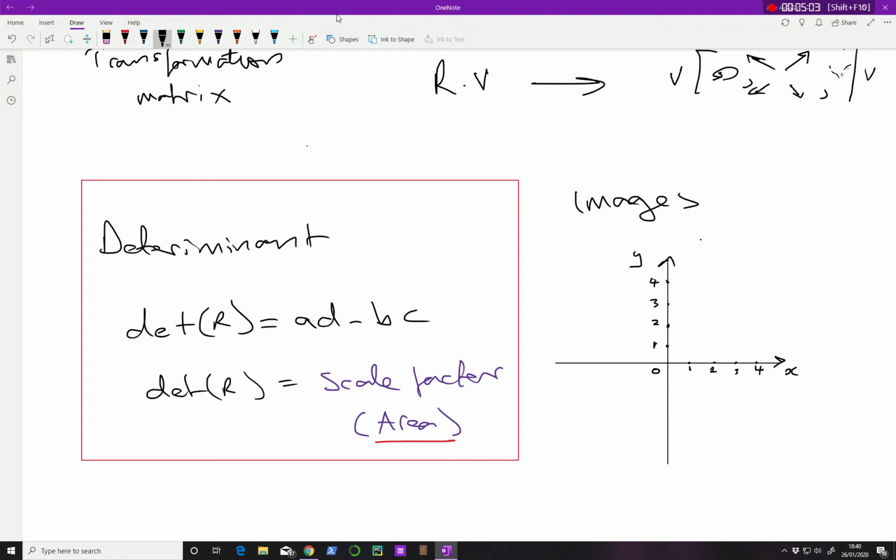In order to describe what a transformation matrix is doing, we use images, and that's the same for stretches, rotations, and reflections. Images enable us to describe exactly what a transformation matrix is doing. The unit images are 1, 0. So I'm going to denote this with a green arrow, and 0, 1. So over here, that would be written as 0, 1.